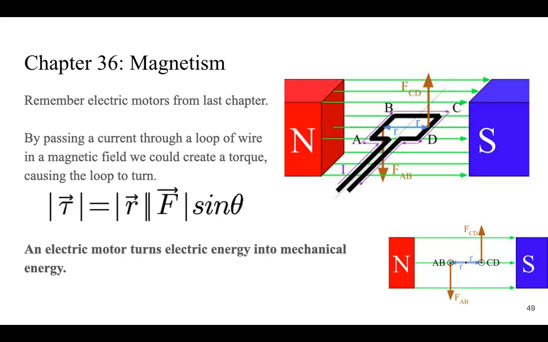Last chapter we learned about electric motors. So I made these graphics, these little drawings. They're really a pain to make. But basically the idea is you have a magnetic field and you have a loop going through it. If you put a current through that loop of wire, you can create a torque that's going to turn that wire. Getting something to turn is very useful. So if you have an electric motor, you're turning electrical energy, or electric potential energy, into mechanical energy. That's what a motor does.